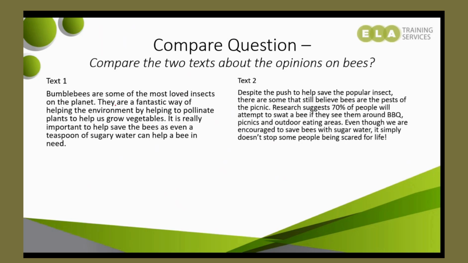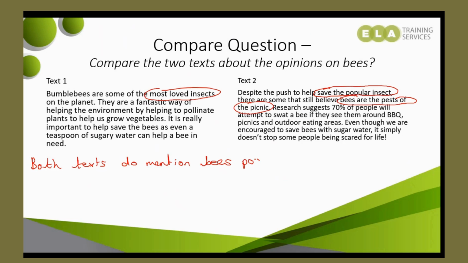And the first thing I'm going to focus on is this mention of insects. Now, as you can see in text 2, they actually describe them as popular, but then create a negative point of view by describing them as pests of the picnic. So that's what we're going to emphasize on. So we're going to say both texts do mention these positively by emphasizing or suggesting their popularity.